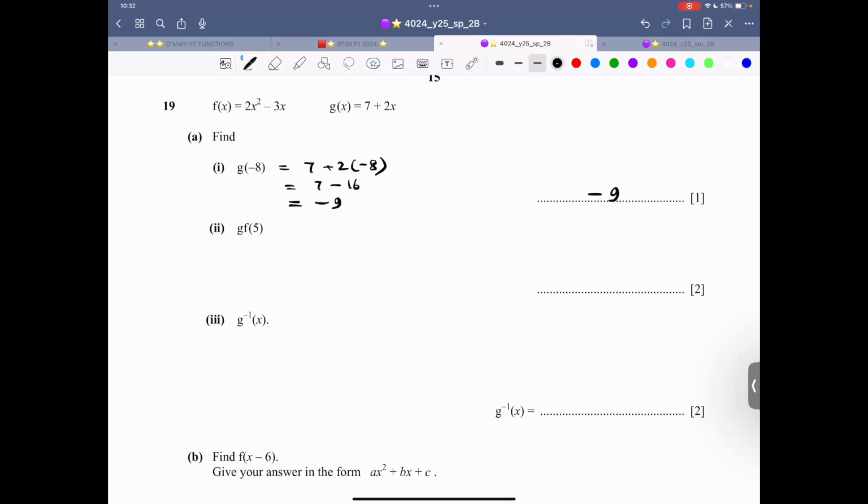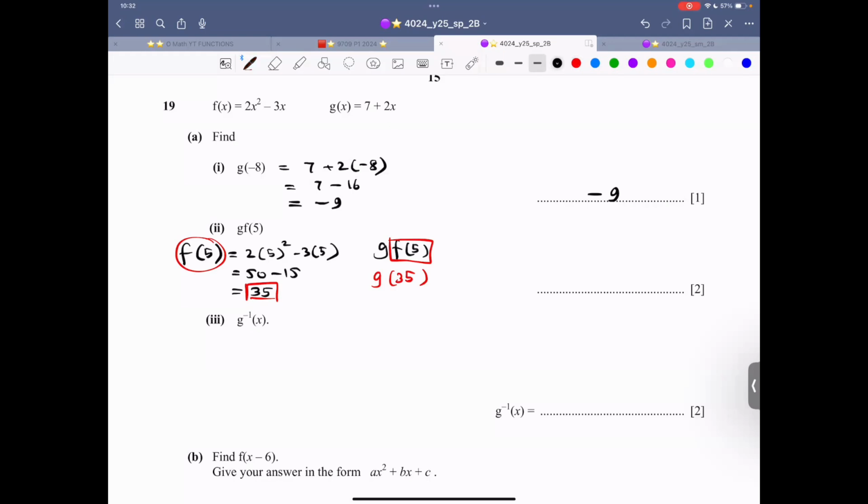g of f of 5. First evaluate f of 5. That is 2 into 5 squared minus 3 into 5. 25 into 2, that's 50. 3 into 5 is 15. 50 minus 15 is 35. g of f of 5 means f of 5 is 35, and that goes over here. So basically, you are evaluating g of 35.